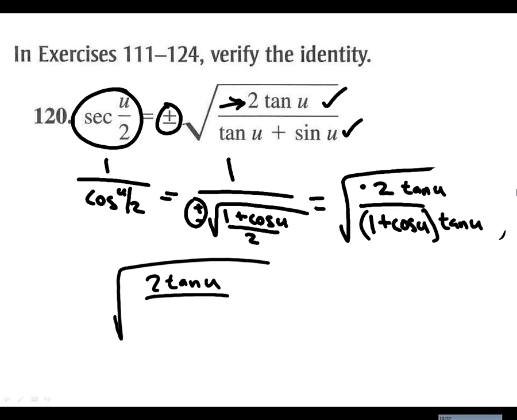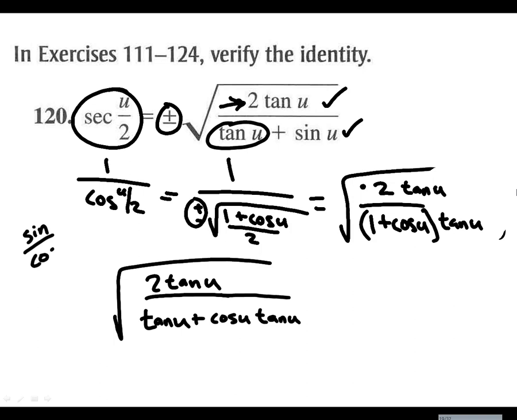In the bottom, 1 times tan u is tan u. Okay, good. That's what we want here. Plus cosine u tan u. We're one step away. Remember that tan u is sine over cosine. So this cosine and that cosine are going to cancel, and we're just left with sine u. And so we have accomplished our goal, and we are done.